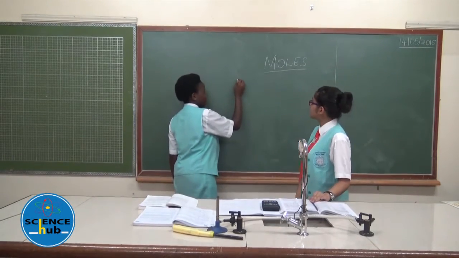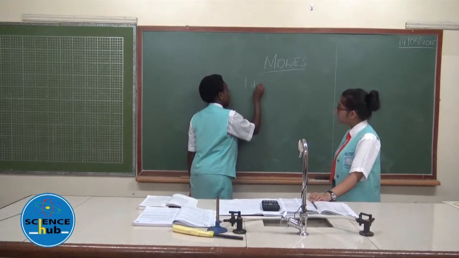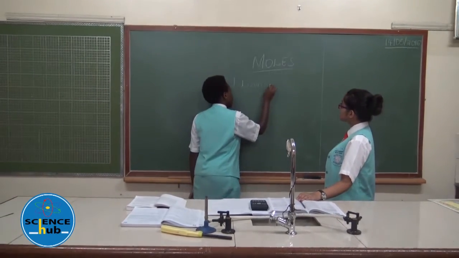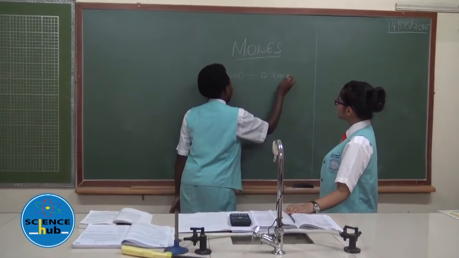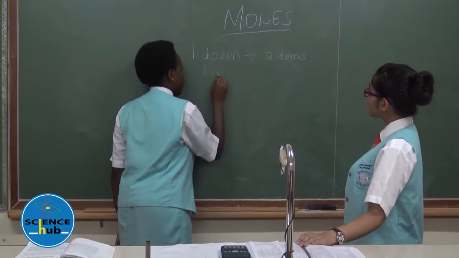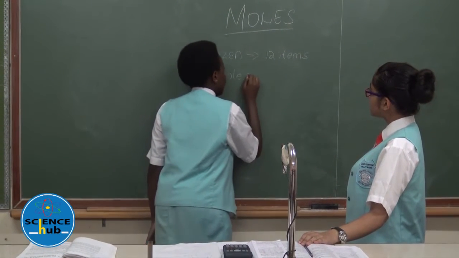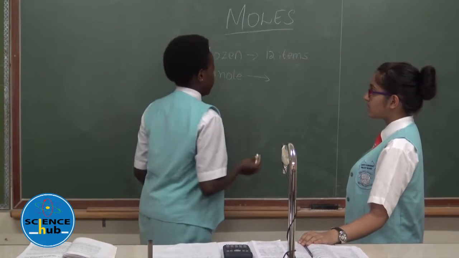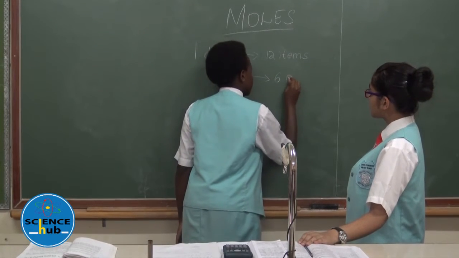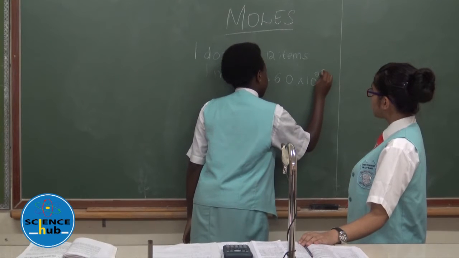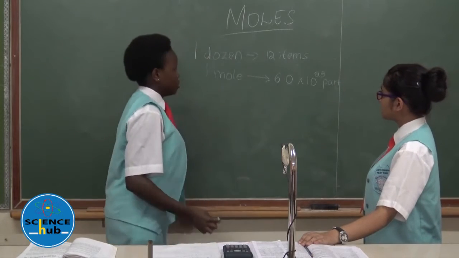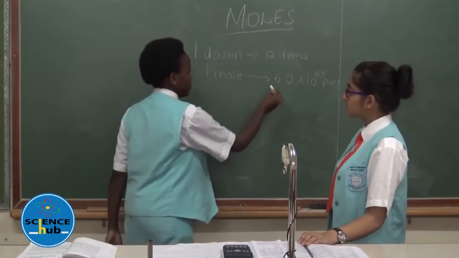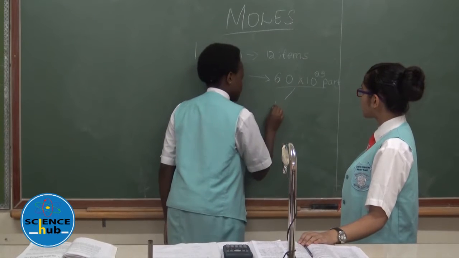For example, we have said that if we have 1 dozen, that represents 12 items. So, if we have 1 mole of anything, that represents a number that has been tested and found out to be true, 6.0 times 10 to the power 23 particles. So that is basically what a mole is. And this number is referred to as Avogadro's constant.